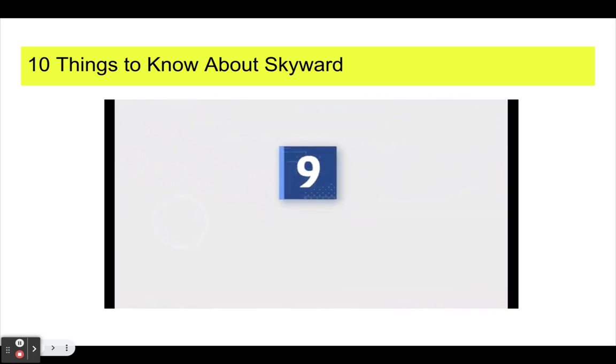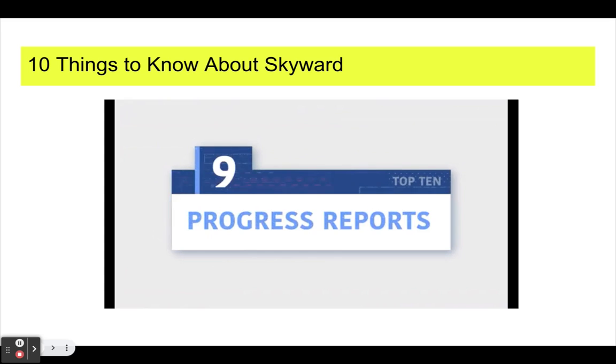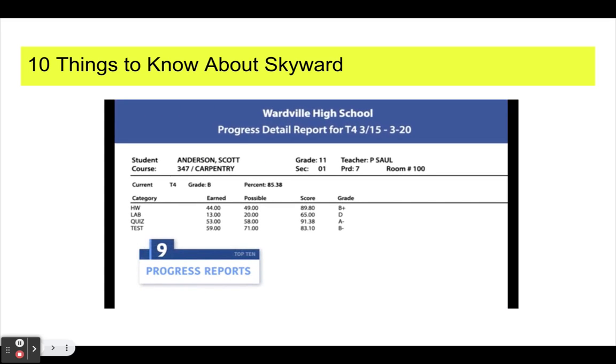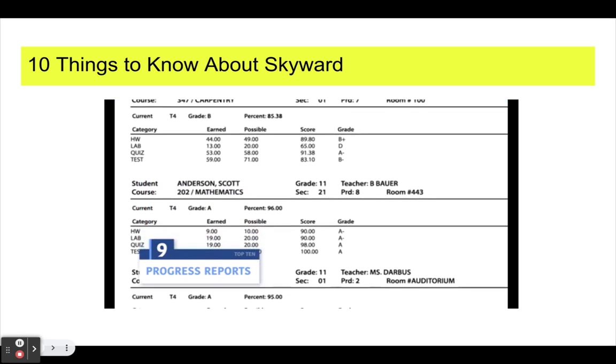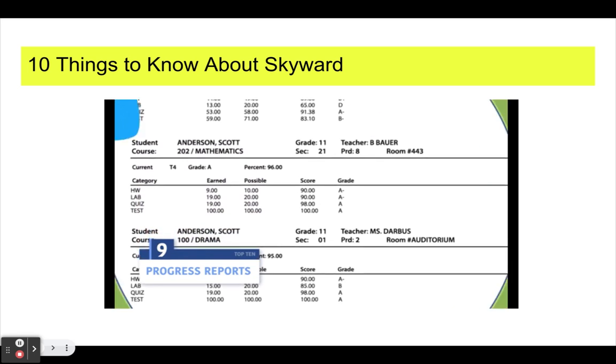Number 9, Progress Reports. Run reports for your students to track their progress. Reports can be a snapshot in time, for instance, a student's last several weeks, or a report that displays the entire semester. You can also determine how many classes are displayed on the report.